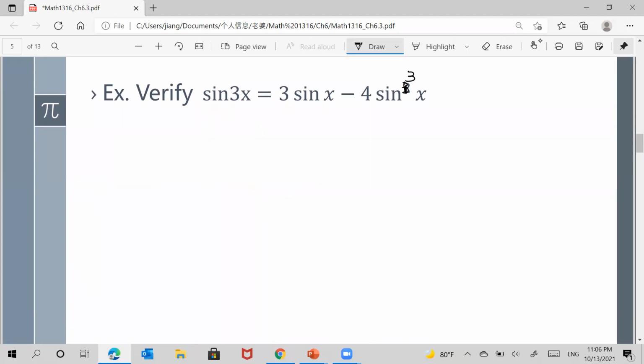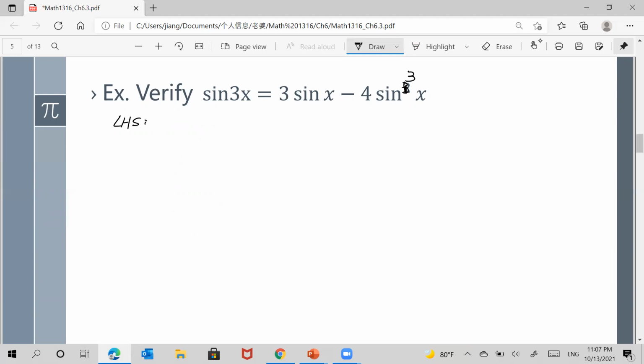Okay, let's move on to verify this identity: sine 3x equals 3 times sine x minus 4 times sine x cubed. I made a typo here, so here is cubed. Which side are you going to start? I prefer the left-hand side all the time. Also look here, the sine of 3x is a complex term. And here is sine x, even though it has a cube, 3x is still more complex than the single x. So let's start from the left-hand side.